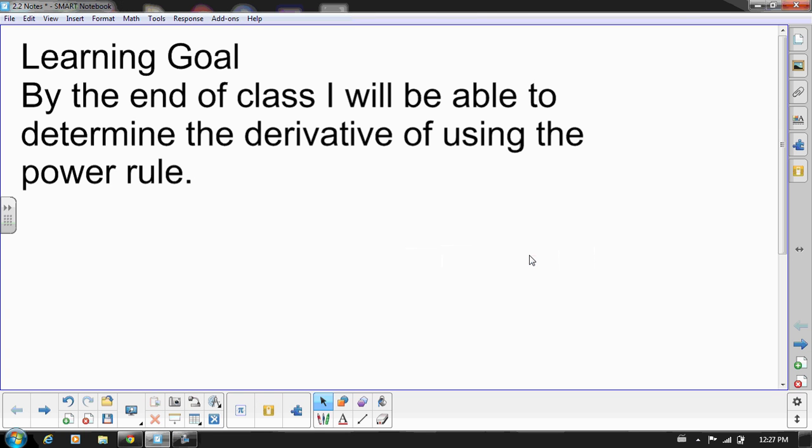All right, so this is lesson 2.2 from chapter 2, really the first lesson for unit 1, and it's entitled The Derivative the Fast Way. So by the end of class today, you should be able to find the derivative using something called the power rule.